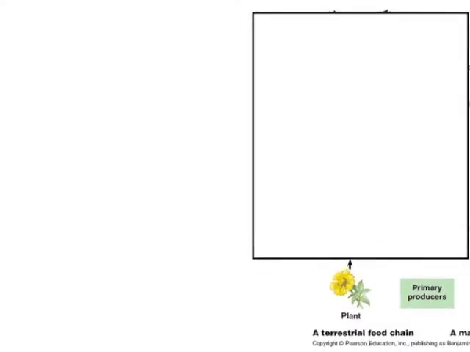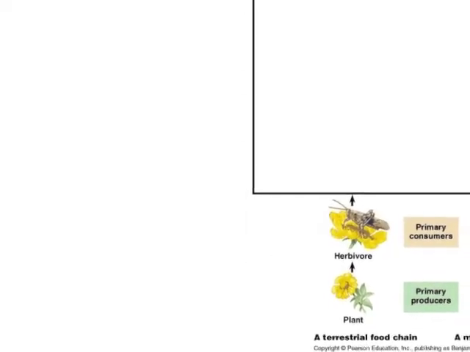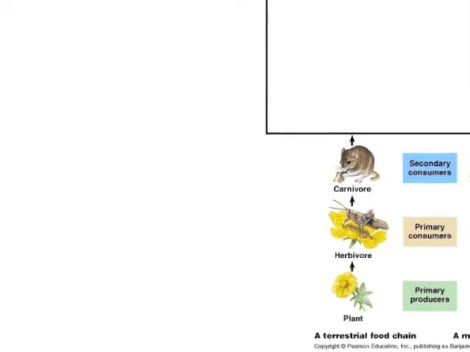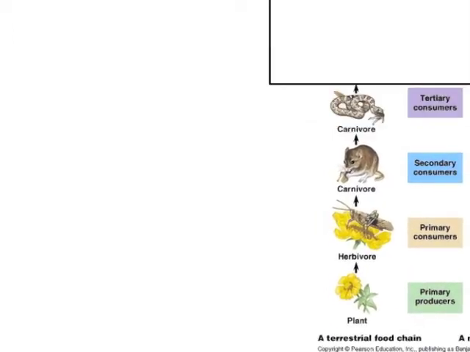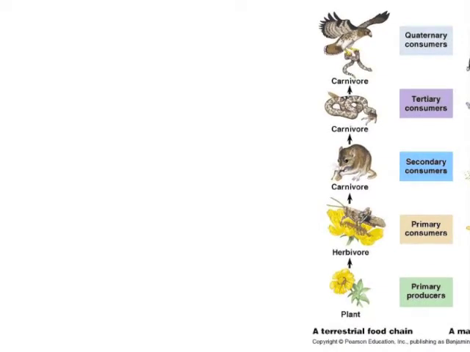At the first level, we have plants, which are producers. Second level, we have the first eaters, or primary consumers. Next come the secondary consumers, followed by the tertiary consumers, and lastly, the quaternary consumers.